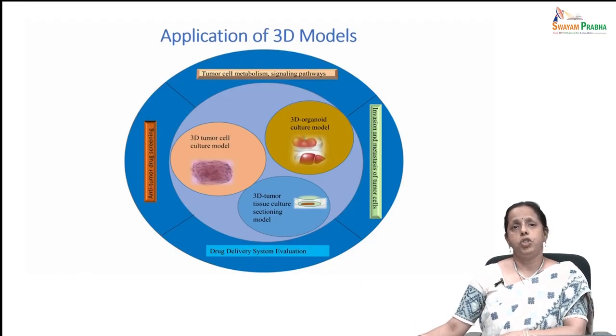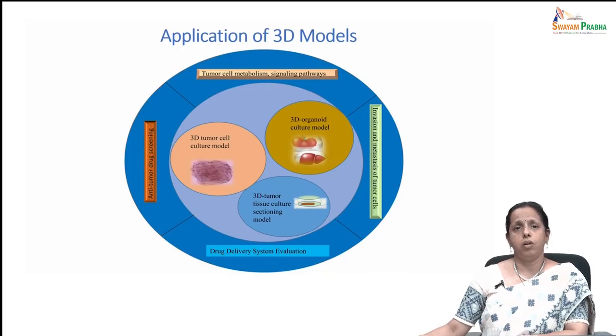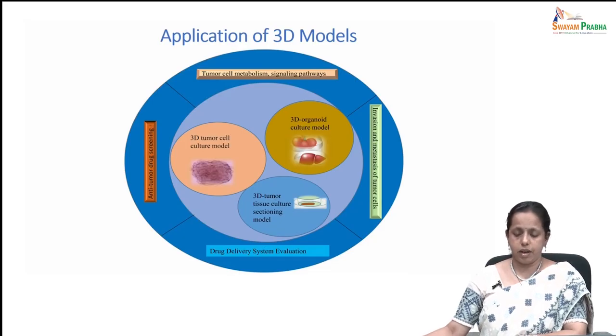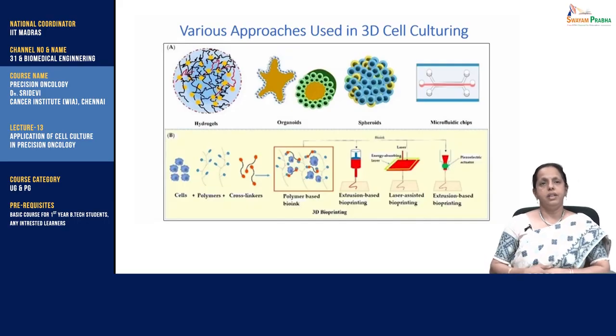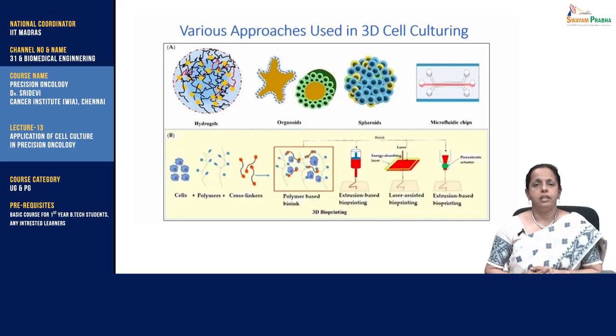As with the 2D model, the 3D organoid culture models are very well applied to tumor cells to understand tumor cell metabolism and signaling pathways, and to understand the invasion and metastasis of tumor cells, and for drug delivery system evaluation. Can the drug penetrate? And it's easy to section this particular model, and then anti-tumor drug screening is very important. What are the various approaches used for 3D cell culturing?